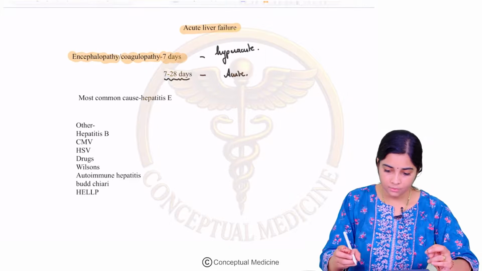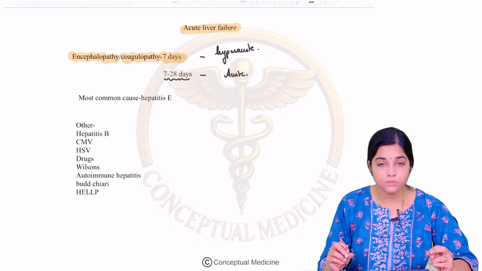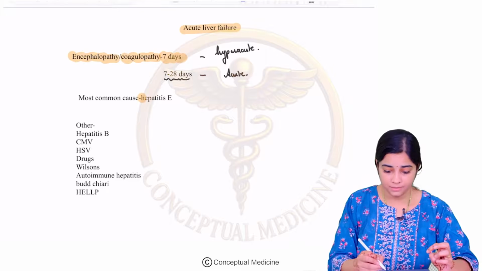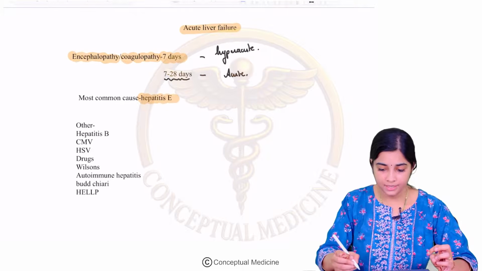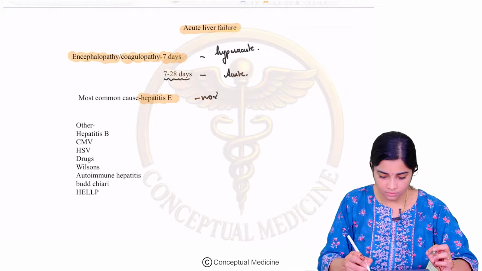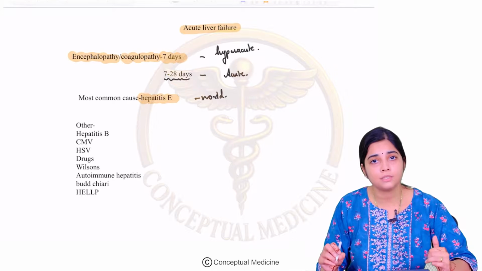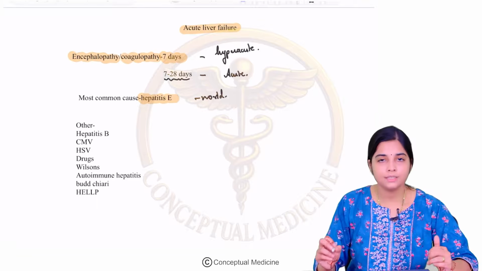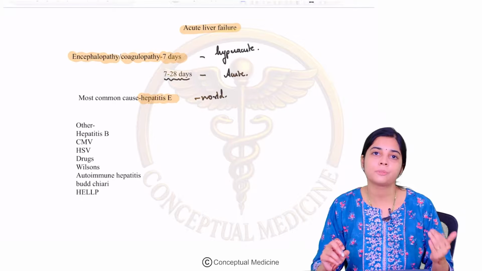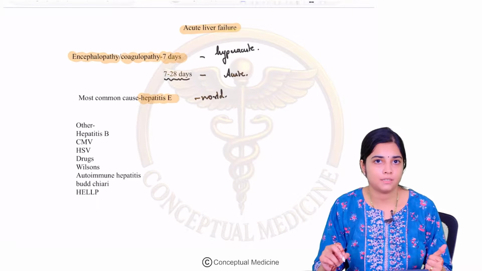Alright? So what is the most common cause? The most common cause of fulminant hepatitis, you would be surprised to know, is hepatitis E. This is in the world. What are the other causes? More or less anything that causes acute hepatitis has the propensity to cause fulminant hepatitis as well.